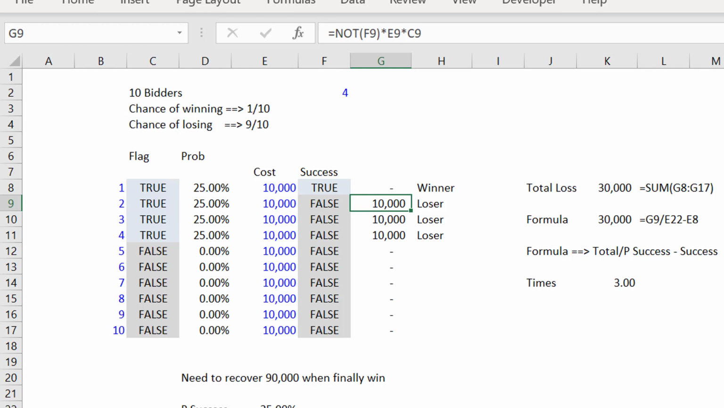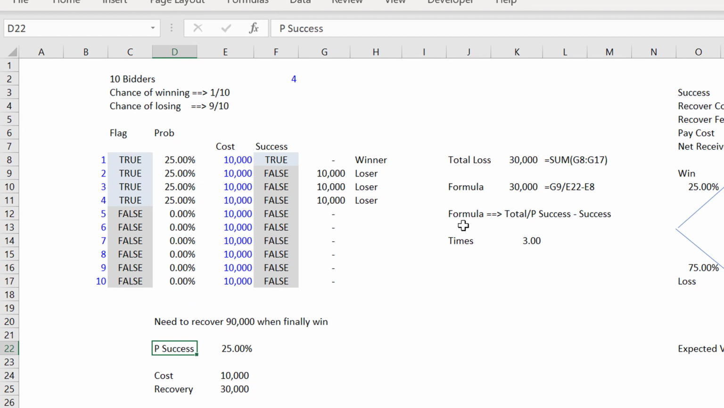So when you win, you want to charge a development fee that's going to compensate you for losing 3 different times. That's the trick. So right now there's a probability of success. Let's move this over here, of 25%. That's the way I've structured it.